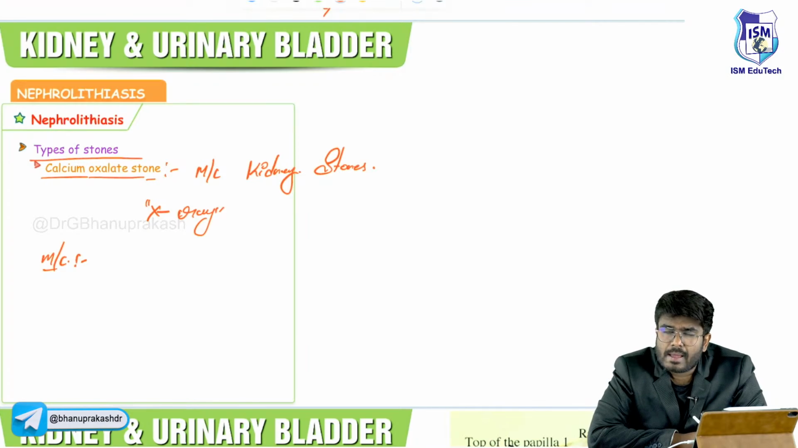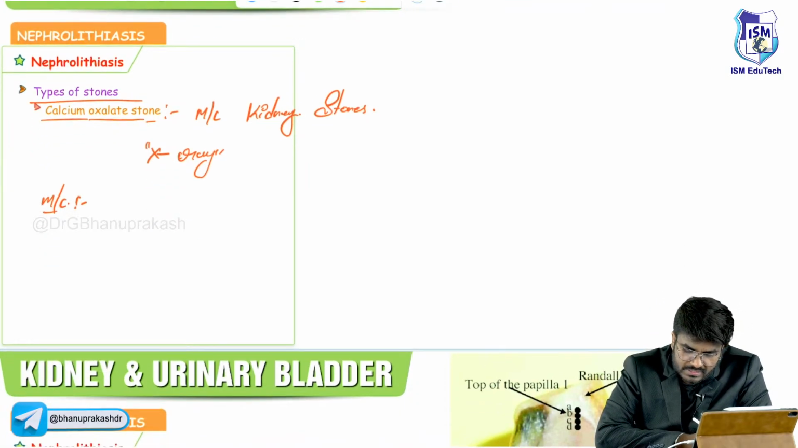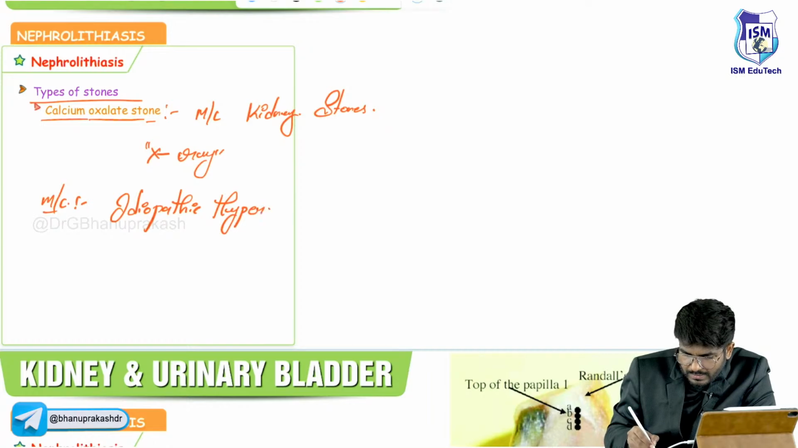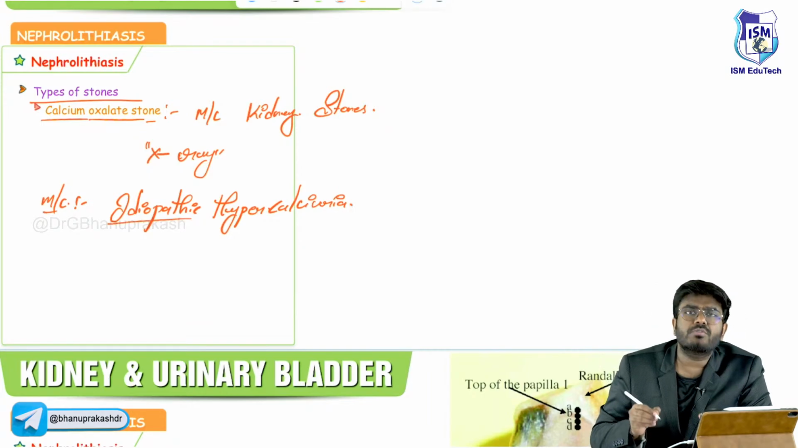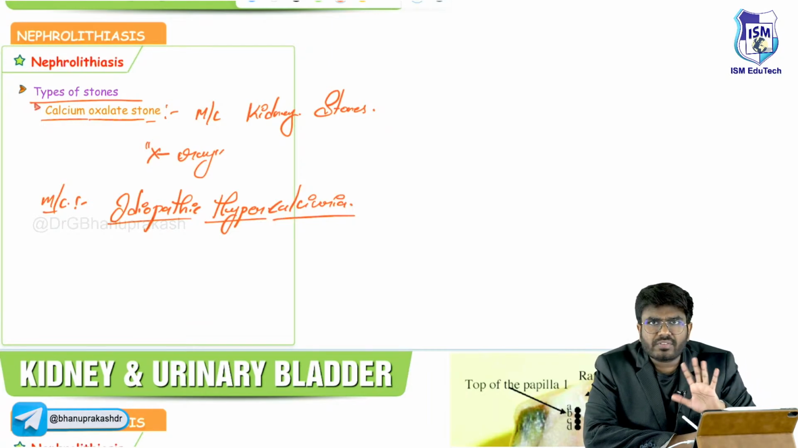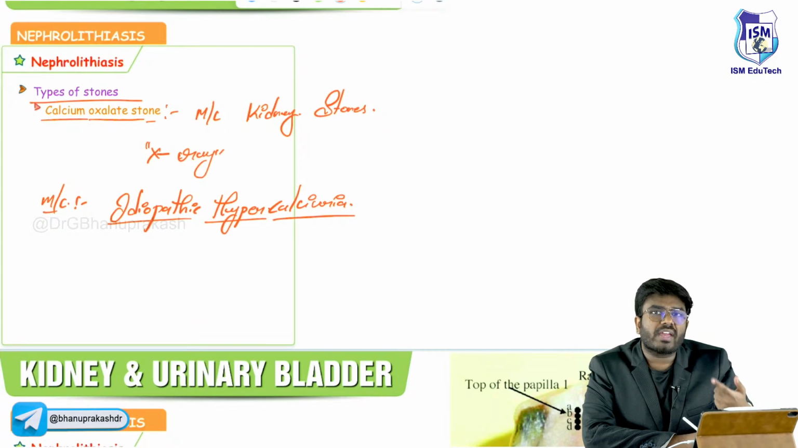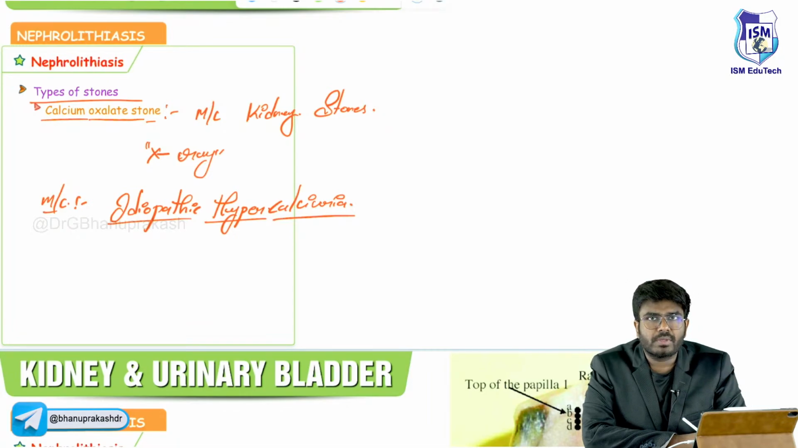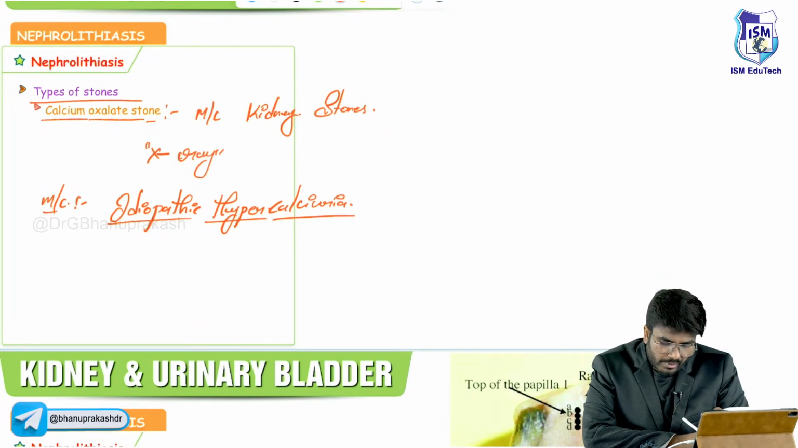Which people can get calcium oxalate stones? The most common cause for this type of stone is, we don't know, idiopathic hypercalciuria. Idiopathic means we don't know why, but there is hypercalciuria. More and more calcium is going out in the urine. The blood level of calcium is normal, but a greater amount of calcium is going out in the urine for some reason. As more and more calcium gets into the urine, the calcium will precipitate and form a stone. Simple. So the most common cause is idiopathic.